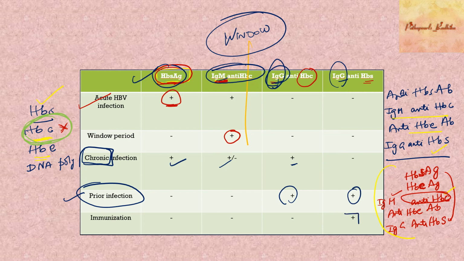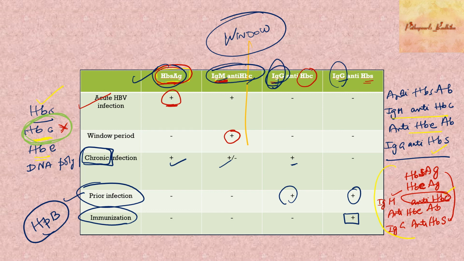Suppose you have only antibody against the surface antigen, what does it indicate? We all must have received the hepatitis B vaccine. So hepatitis B vaccine is prepared from a surface antigen. On injecting the surface antigen, your body will produce antibody against surface antigen. So if you have antibody against only the surface antigen, it indicates immunization. If it was infection, you will have antibody against core and pre-core antigen as well. So this is in short about the serology.